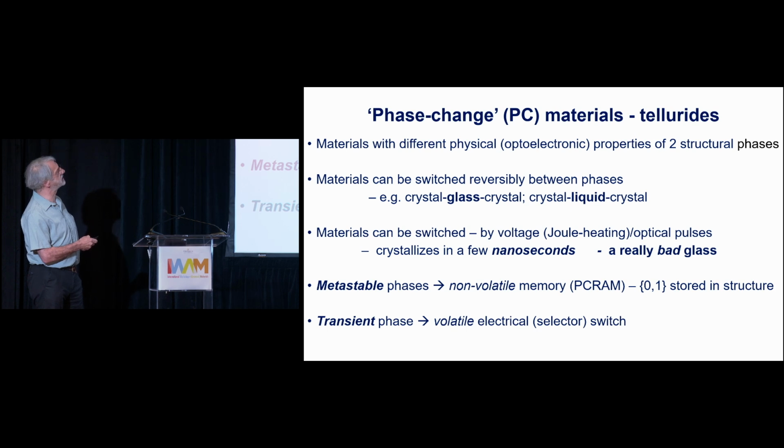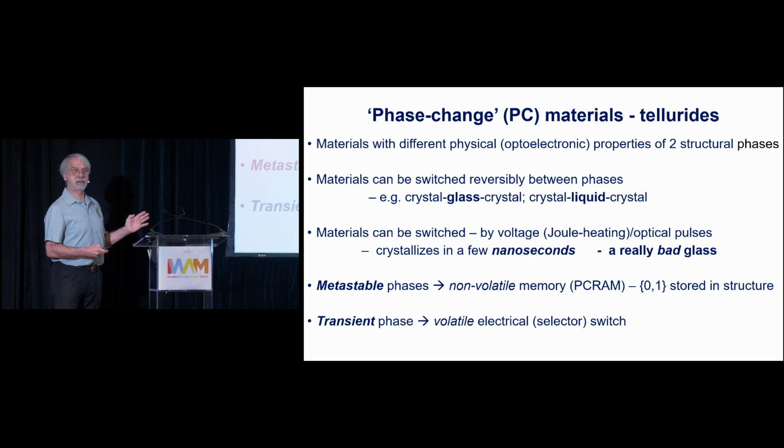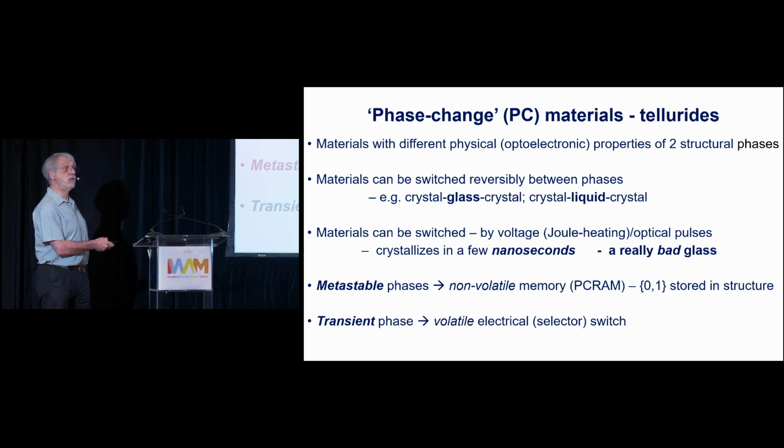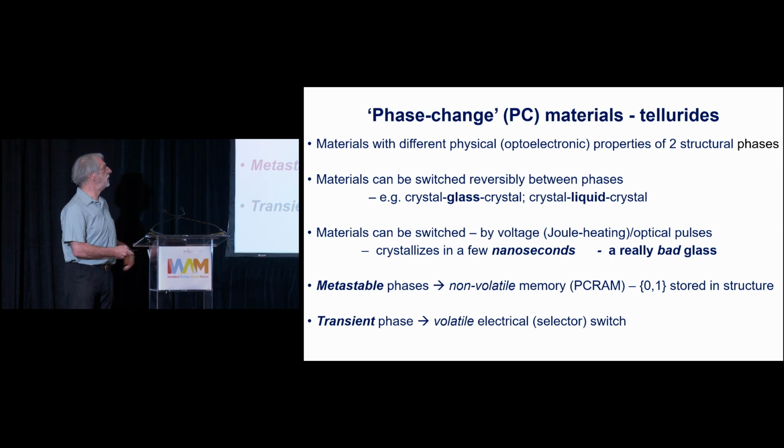The rate limiting step is from the glass to the crystal, the crystallization process. And mostly, as you probably know, that's really quite a slow process, right? It could take seconds, it could take minutes, it could be hours. In our case, it crystallizes in nanoseconds. So this is what I mean, a really bad glass. It is very thermally unstable.